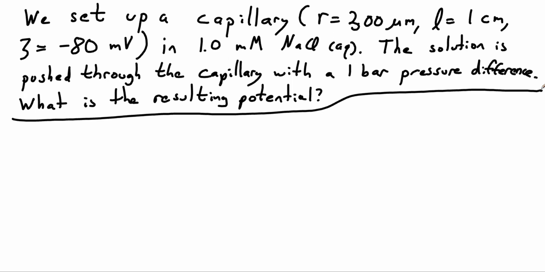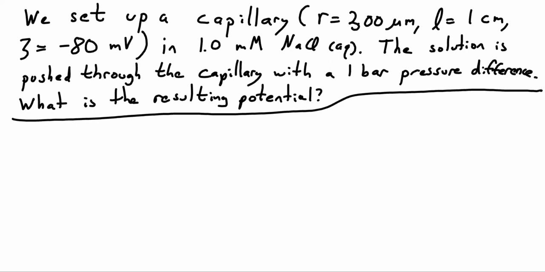So in this example, we have a capillary of a certain size, the zeta potential, and it's in an electrolyte solution, and we're going to pump liquid through it, and as a result we know there's going to be a potential difference between the two ends of the capillaries. So what is that potential difference?